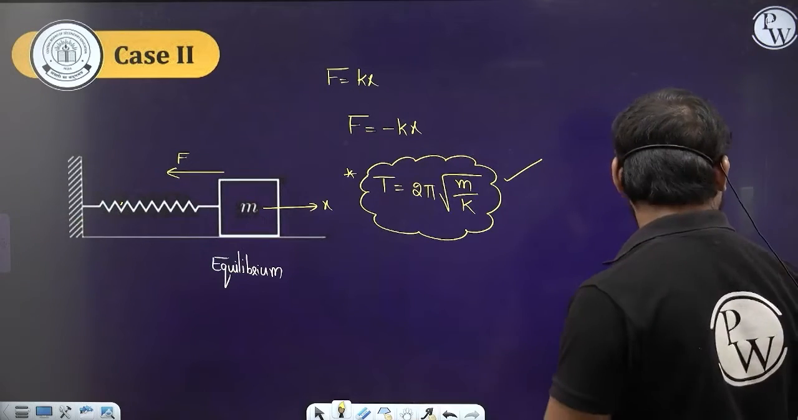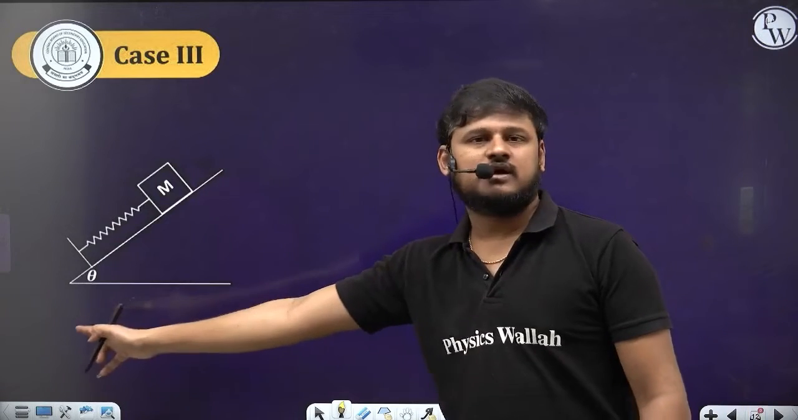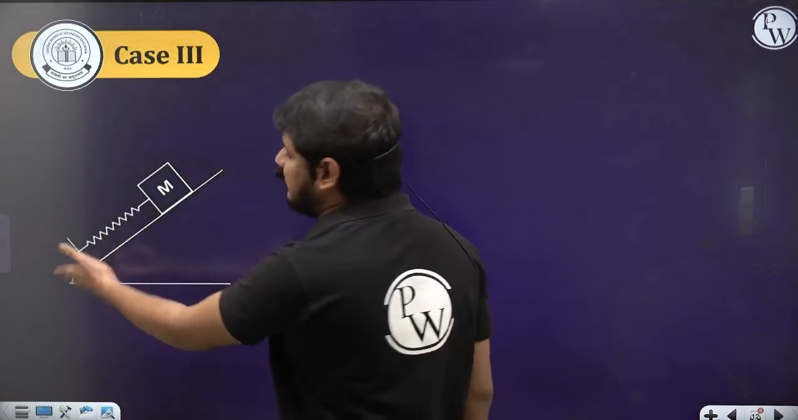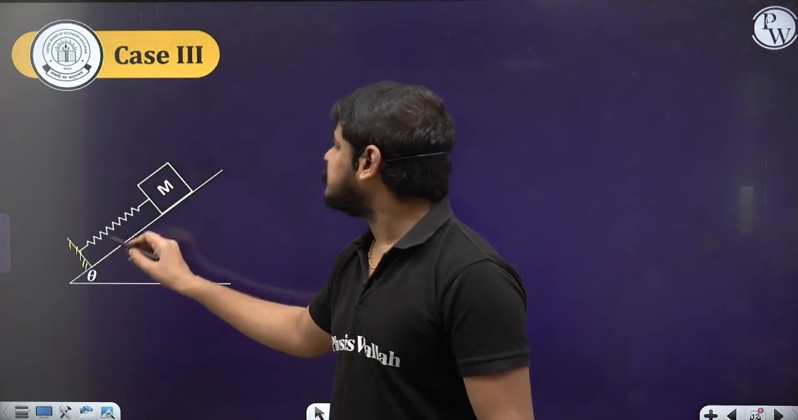And in the third scenario, that is, if the spring mass is placed on an inclined plane, one end is attached to the fixed end, this is the fixed end part, and another end is attached to the mass.